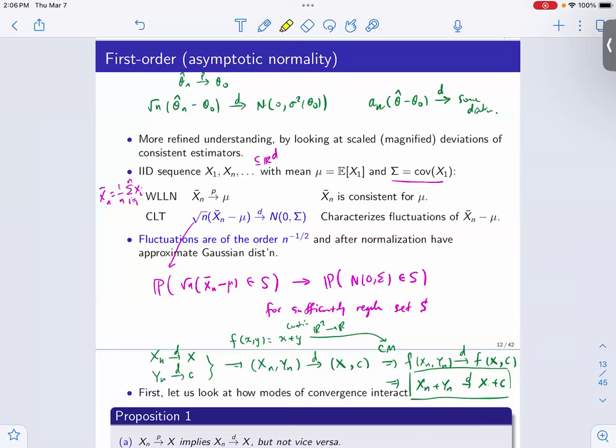And so what it says is that if you rescale properly, the rescaled deviations relative to the limit are normally distributed. Or sorry, converges in distribution to normal. So approximately normally distributed for large n, and so we can use this information to build asymptotic confidence intervals.